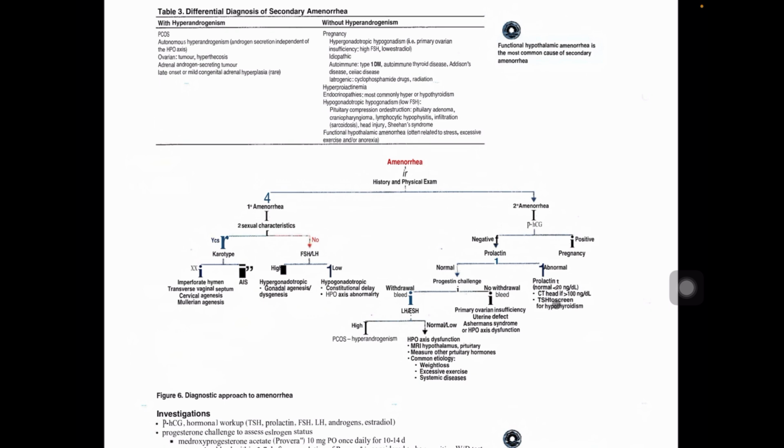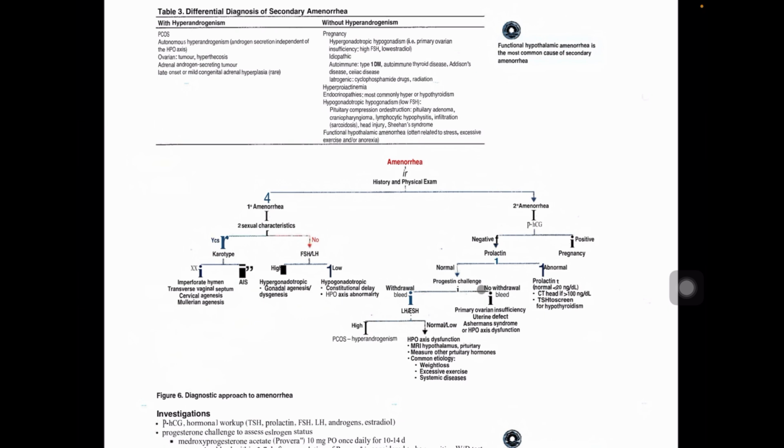And if prolactin is high, the next step is to do a CT if it is more than 100 nanograms per deciliter, and TSH to screen for hypothyroidism. So two things here: first beta HCG, second prolactin. If prolactin is high, you're going to do prolactin levels along with a CT scan to look for any abnormalities, and then also a thyroid test along with prolactin. And then if prolactin is normal, you will do a progestin challenge test.